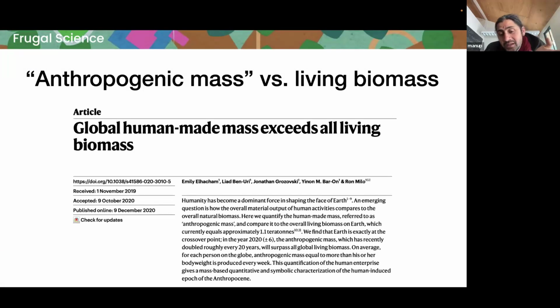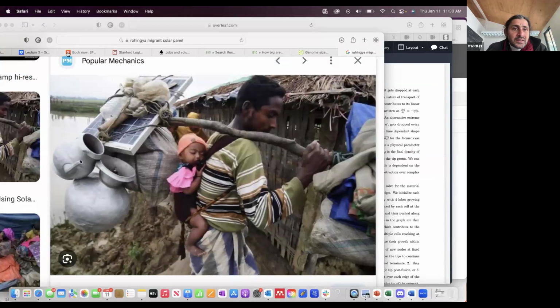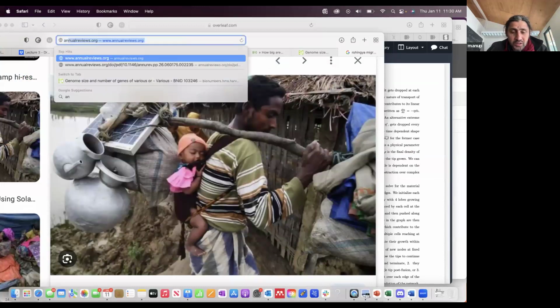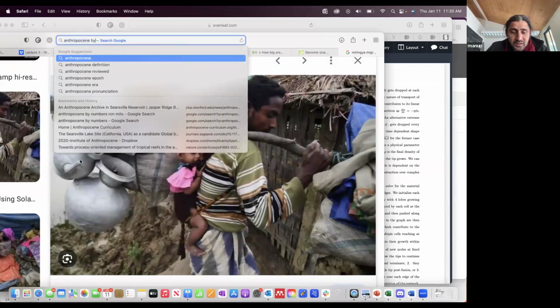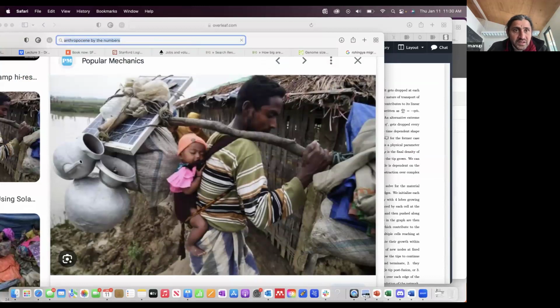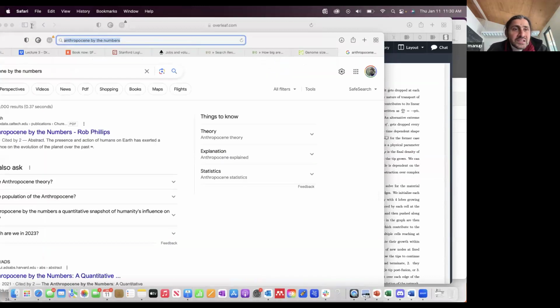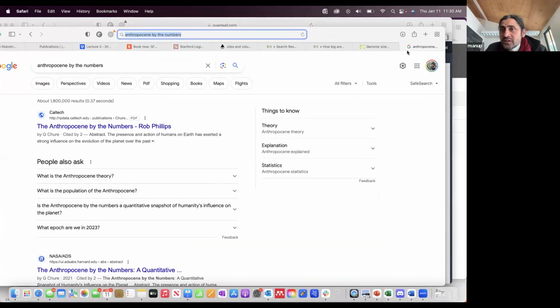Ron's lab had been doing this idea of Anthropocene by the numbers for quite a long time. And there is a fabulous website that they have recently released called Anthropocene by the Numbers. How many of you have actually seen this site? Just a raise of hands. Okay, only one or two. So you're up for a big surprise.